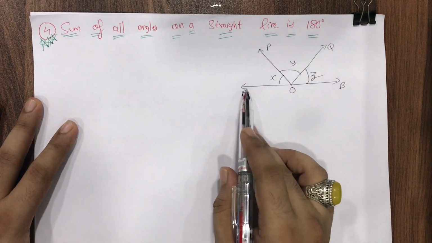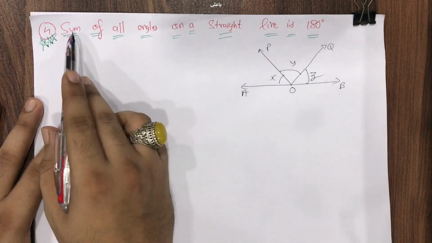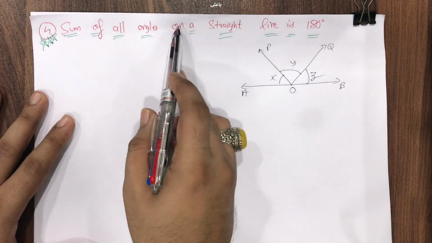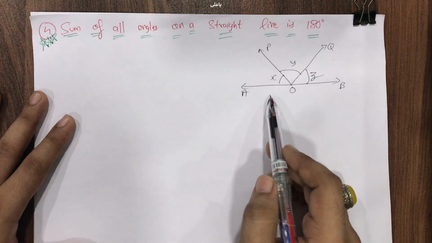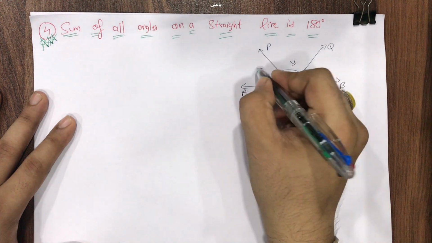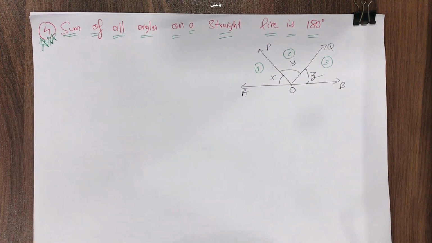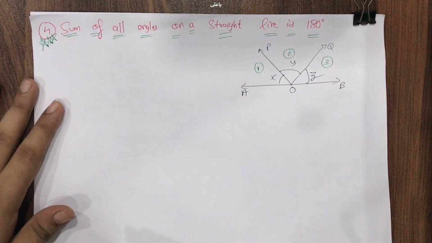But can I say AB is a straight line? Because AB is a straight line, please see here, all of you, sum of all the angles on a straight line is 180 degree. How many angles can you see over here? I can see 3 different angles. Can you all see this? This is my first angle, this is my second angle, this is my third angle. Sum of all the angles on a straight line is 180 degree.